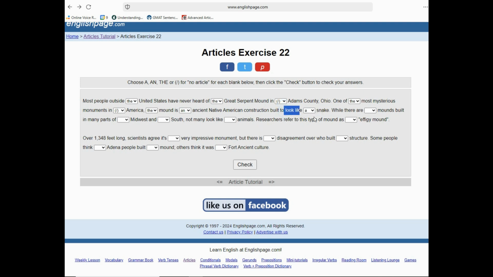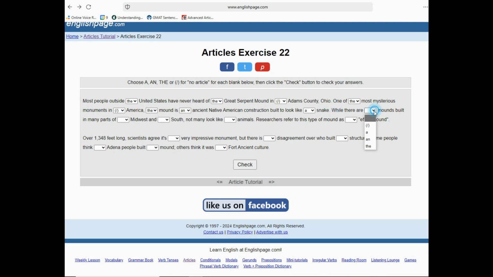And after the verb look like, you'll normally see the letter A. And it's because, if you say he looks like a scientist, she looks like a doctor. Yeah, it doesn't matter which doctor or which scientist, you mean a type in general. And so it's just a scientist, a doctor. And yeah, it was built to look like a snake.